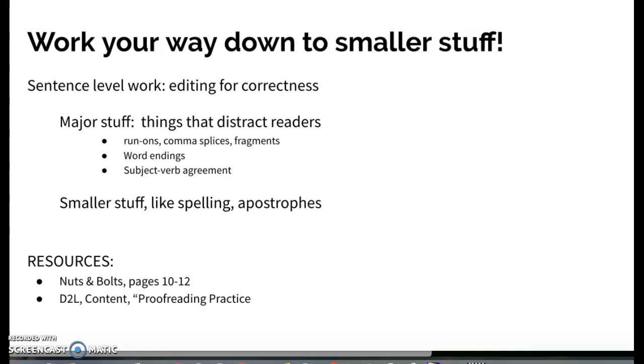So there are two things that you should think about when you edit for sentence level. We call this proofreading and editing as well. When you're editing for correctness and when you're fixing your style. So let's start with correctness first.